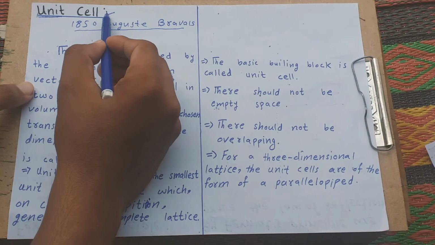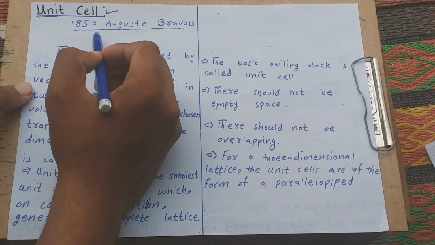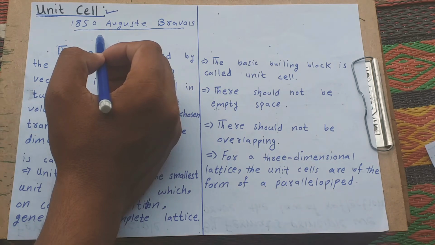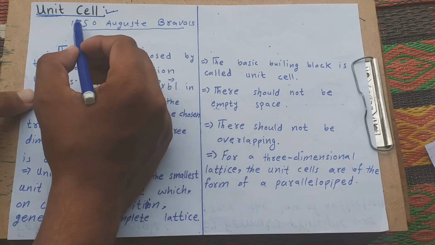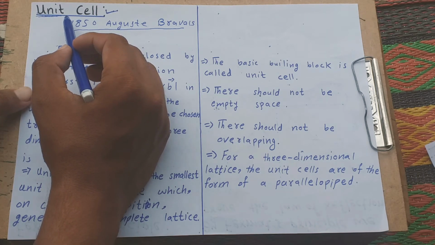Today our topic is unit cell. In 1850, Auguste Bravais showed that crystals could be divided into 14 unit cells, which meet the following criteria. We first try to understand unit cell from the word, then we can easily define what a unit cell is.